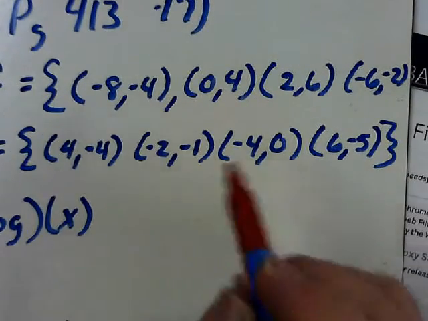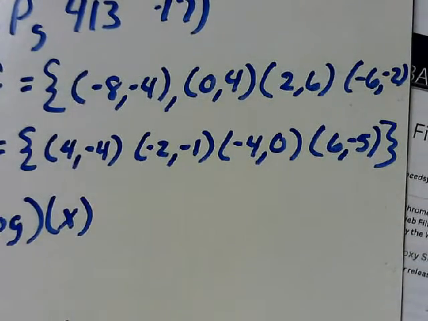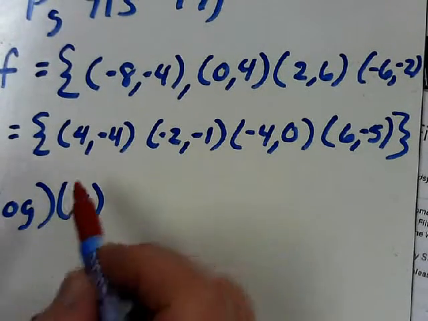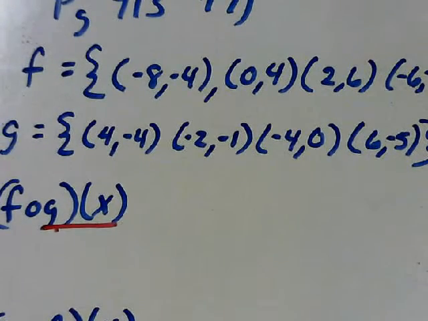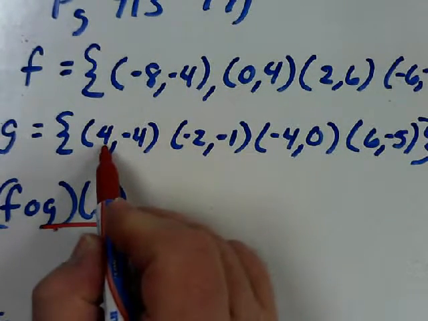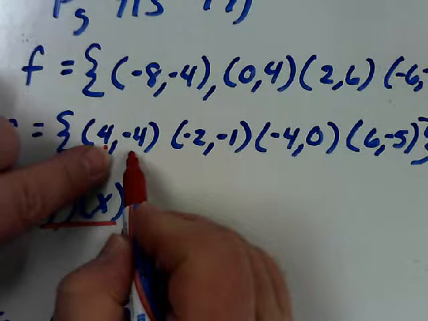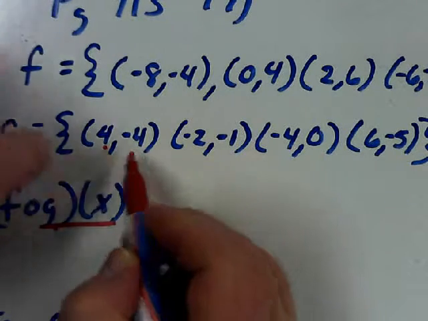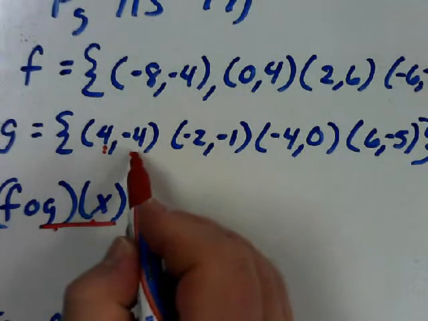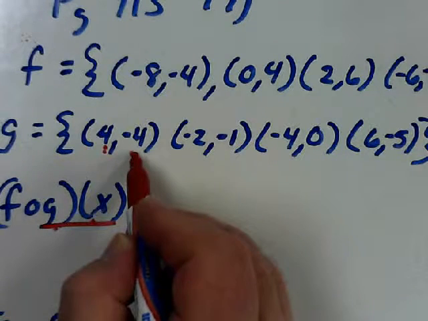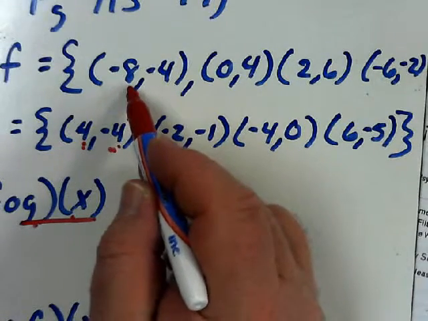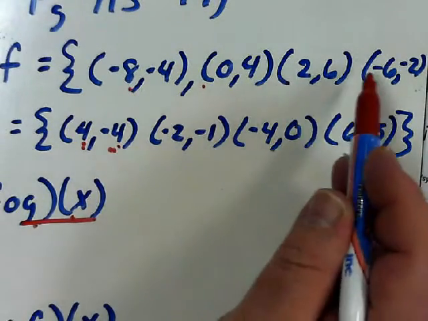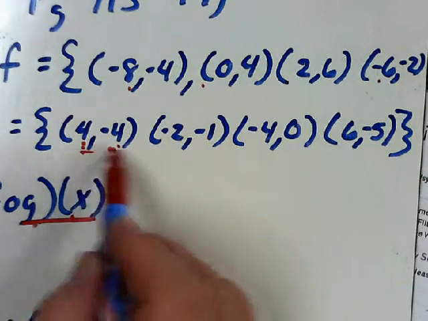So here's the way I would find out if I have an f of g. I start with the function down here, the g of x function. If I put in a 4, I got an answer of negative 4. Correct? That's what this is saying. Then I go up here to the f function. Is there any first coordinate that's a negative 4? So this one doesn't work, does it?